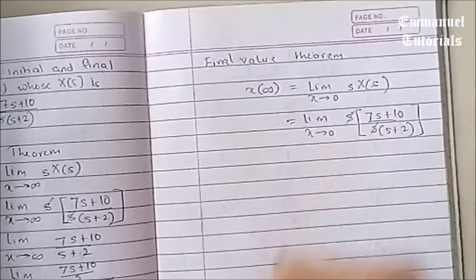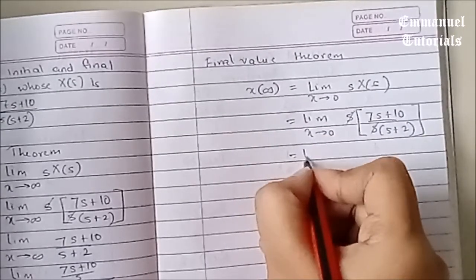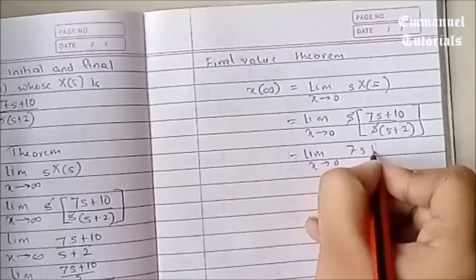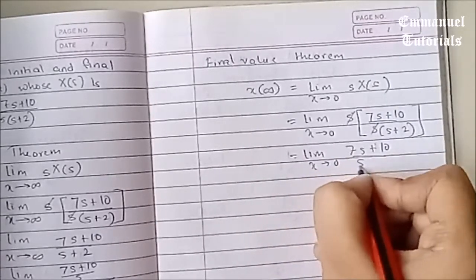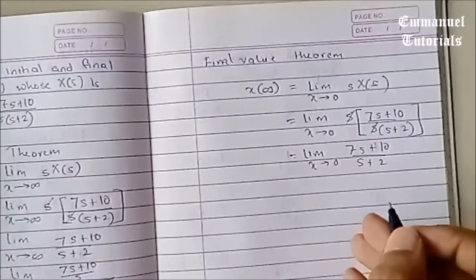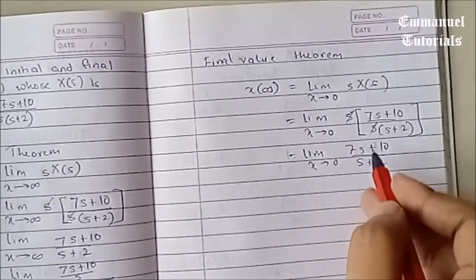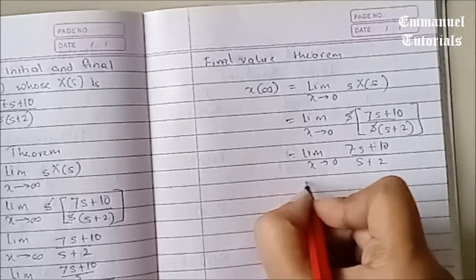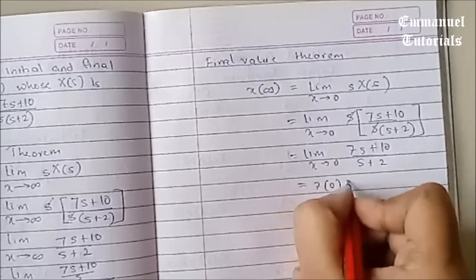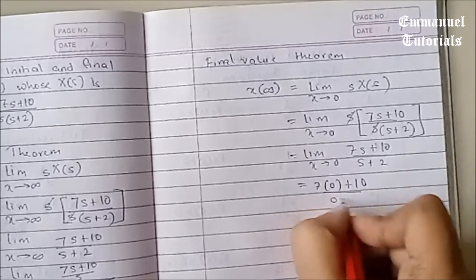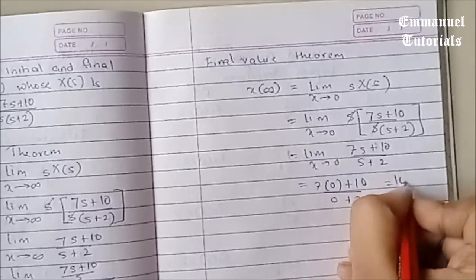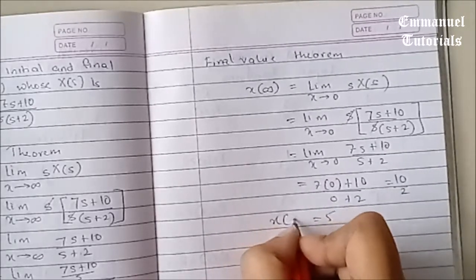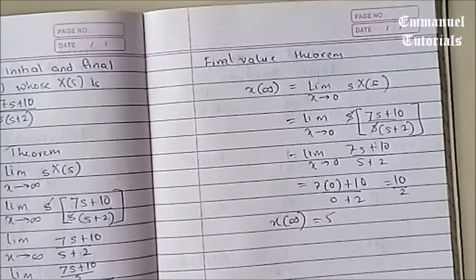Cancel s and s. Again limit s tends to 0 (7s + 10) upon (s + 2). Here you can directly substitute 0 because it will not become the 0 by 0 form. So you will get (7 into 0 + 10) upon (0 + 2), which is 10 by 2, which is 5. So by final value theorem, our final value is 5.